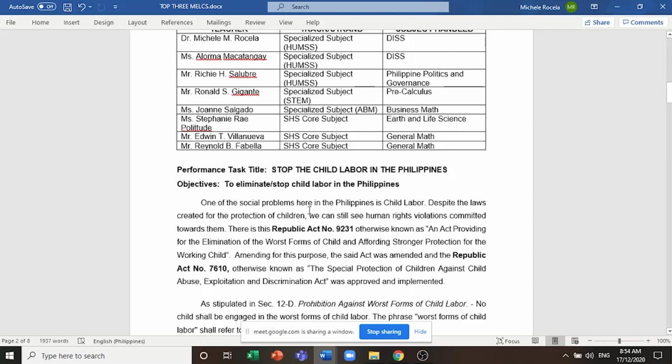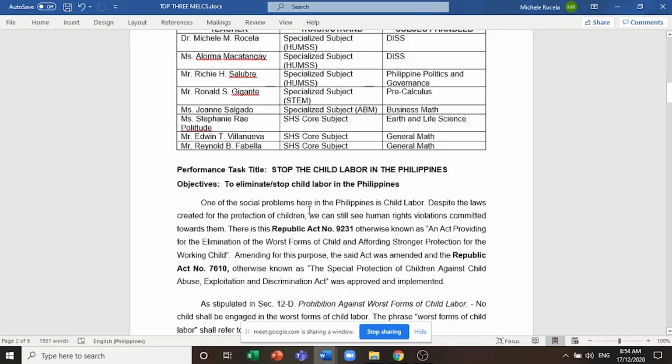But sadly, we've seen that these are still being committed or practiced against our children or the youth. Up to the present time, abusive child labor is still being practiced in our country. There are several child labors in the Philippines that endanger the lives of the children, so they can choose from those engaged in illegal mining, the firecracker industry, etc.